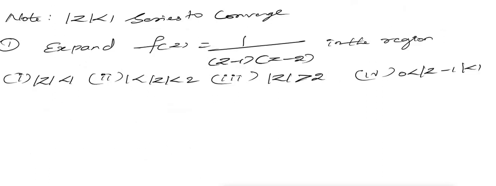Let's start with the first question. Expand f of z equal to 1 by (z minus 1)(z minus 2), and they have given the region where this function needs to be analytic and what type of series you get. If you get the positive terms, then this function goes to Taylor series. If you get this expansion having a combination of both positive and negative terms, then this expansion goes to a Laurent series, based on the given range or region. So the first question is mod z less than 1.